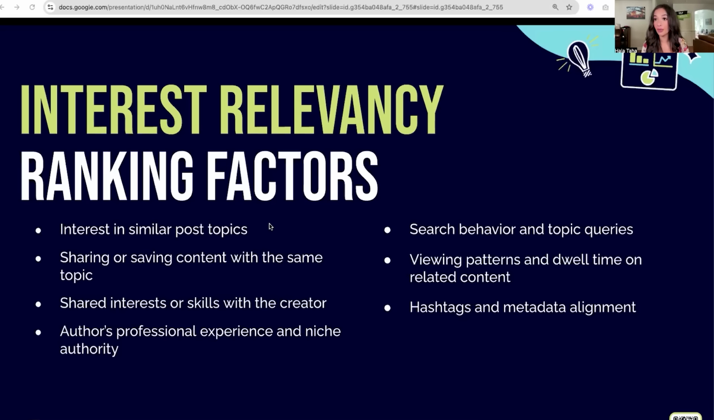As the author, are you an expert? Have you been posting about the same consistent topics? Are you an expert that they feel comfortable serving to users? What hashtags are being used in the post? What metadata, right? You can put different tags in your metadata on a lot of these platforms, and so on. So these are the different interest relevancy factors.